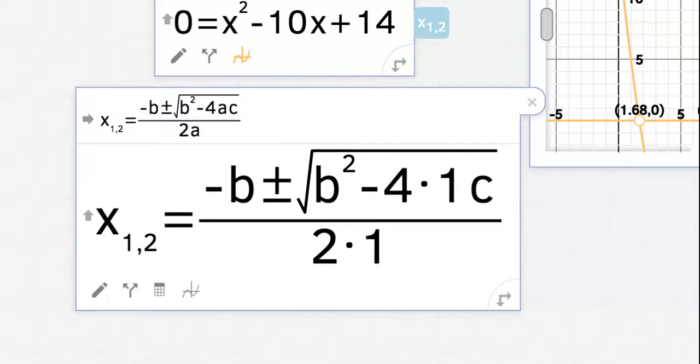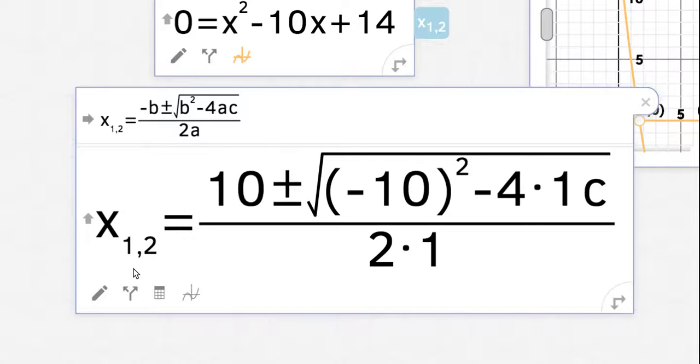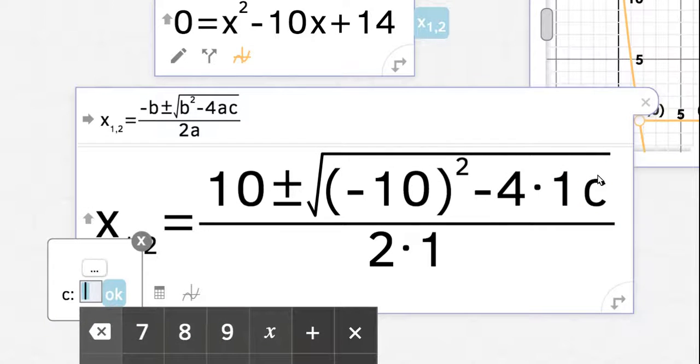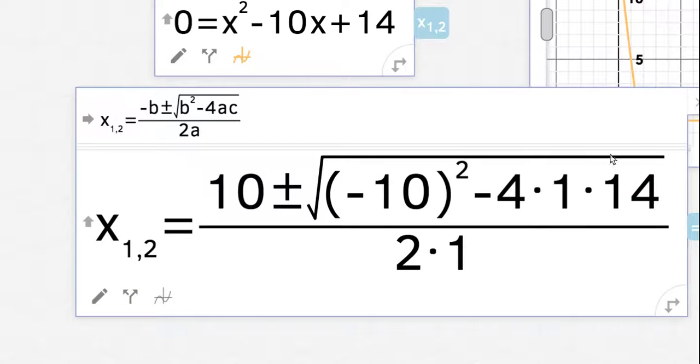Okay, can you see that, folks? I've substituted 1. Now I need to substitute in B. And B equals, in this case, negative 10. I'm going to hit OK. And finally, C equals positive 14. Oh, I did want to show you something too. C is positive 14. Okay, there we go.